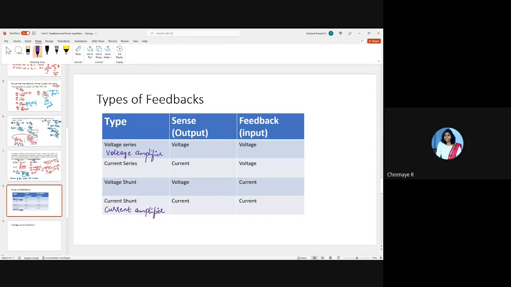Okay. So if the output of an amplifier is current and the input to the amplifier is voltage, what do we call those kind of amplifiers? Output is current, input is voltage. What do we call those amplifiers? Transconductance amplifier. Yes. So transconductance amplifier.